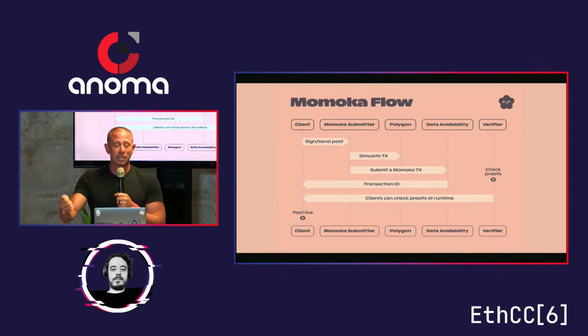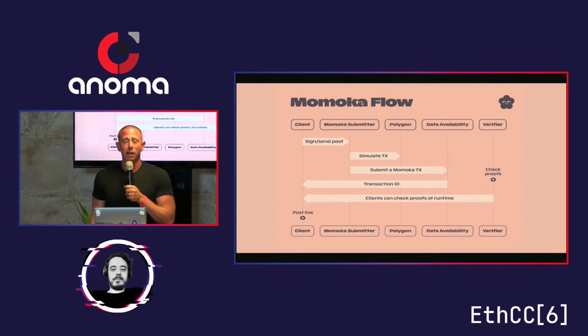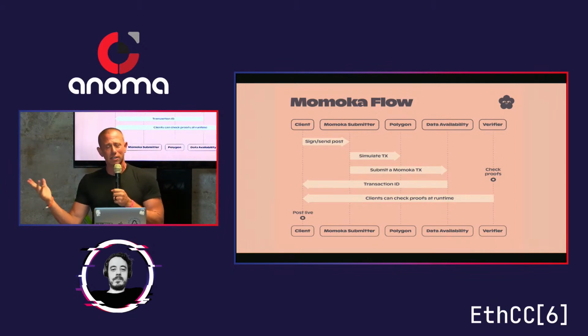The submitter simulates a transaction on Polygon, gets the metadata back, and then posts that data to a data availability layer, or whatever you want to call that. Data availability is a nuanced term. People will argue about what exactly that means, but it's a data storage, let's say a data storage layer. And in our case, it's Arweave with Bundler Network.